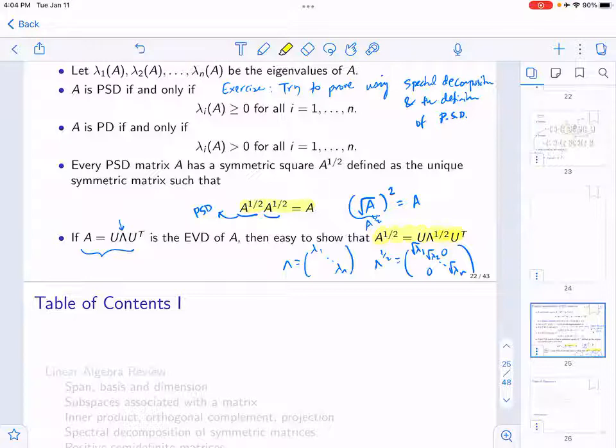Okay, I see that there's some discussion also, Josh mentioned what the square root is. Okay, so this makes sense.